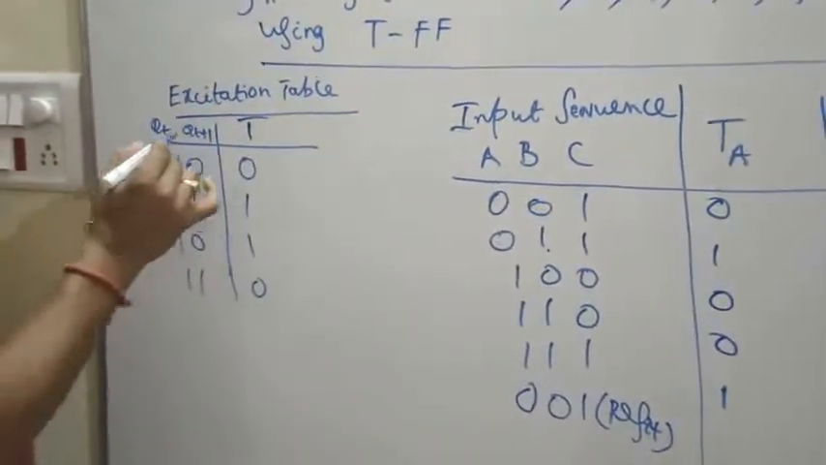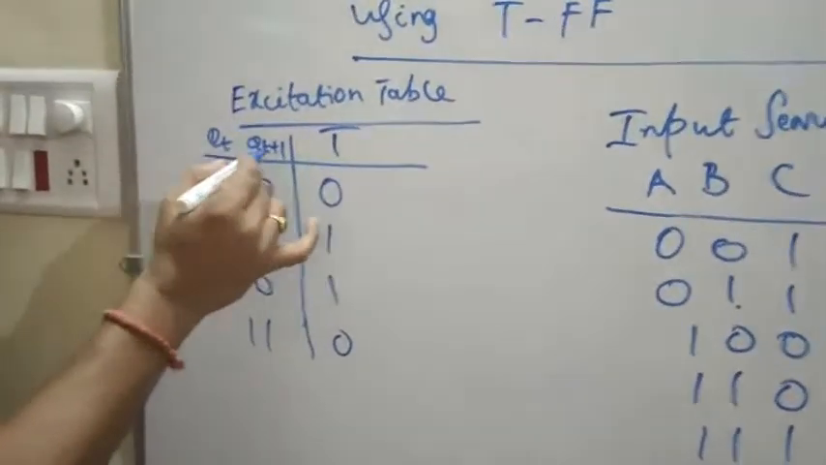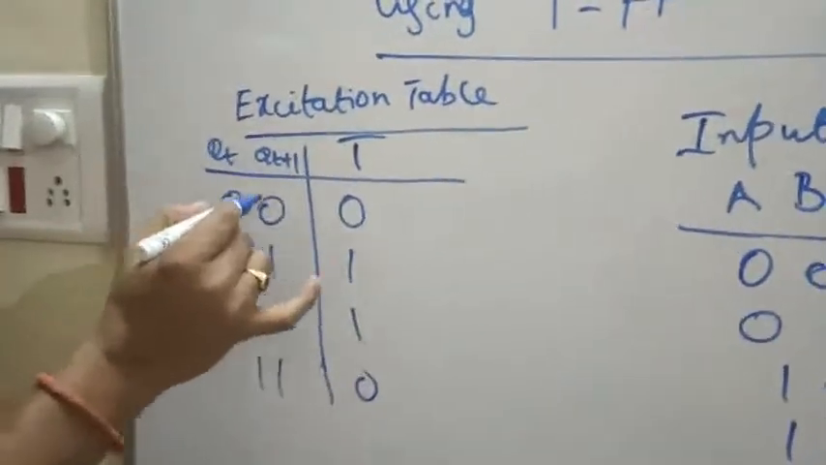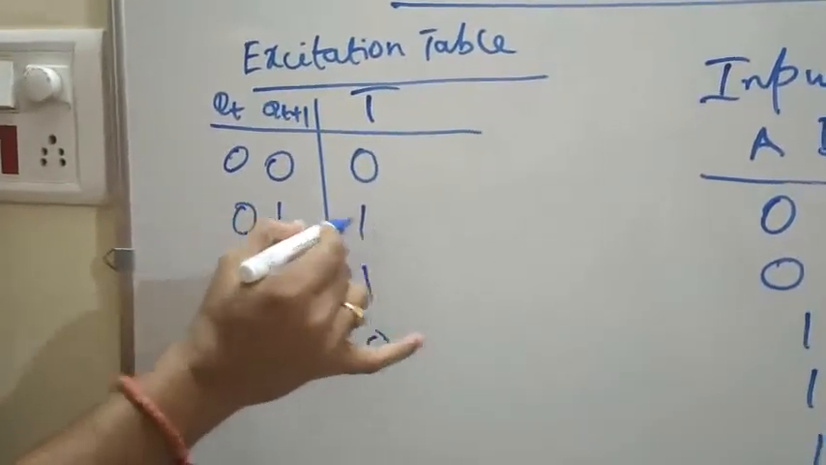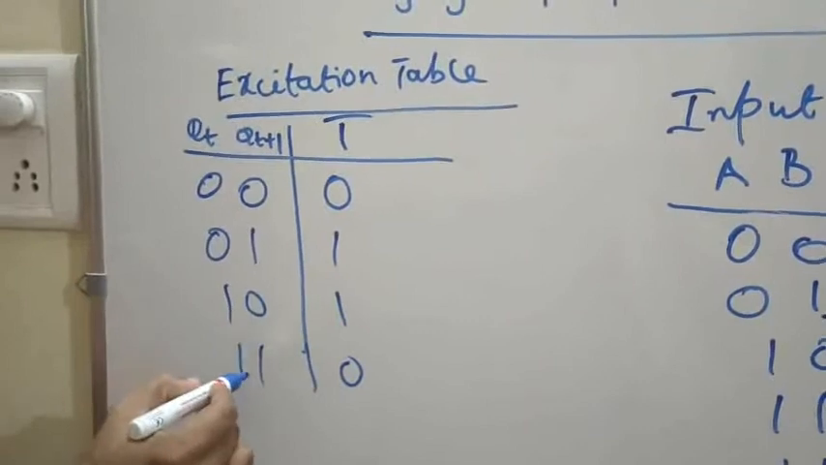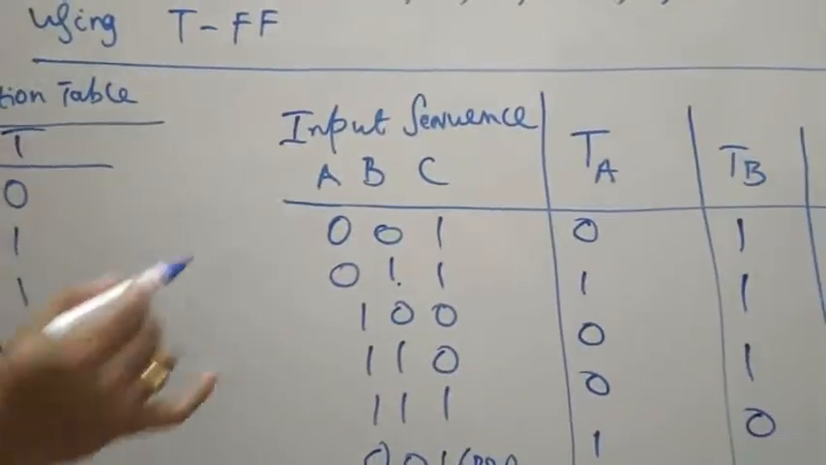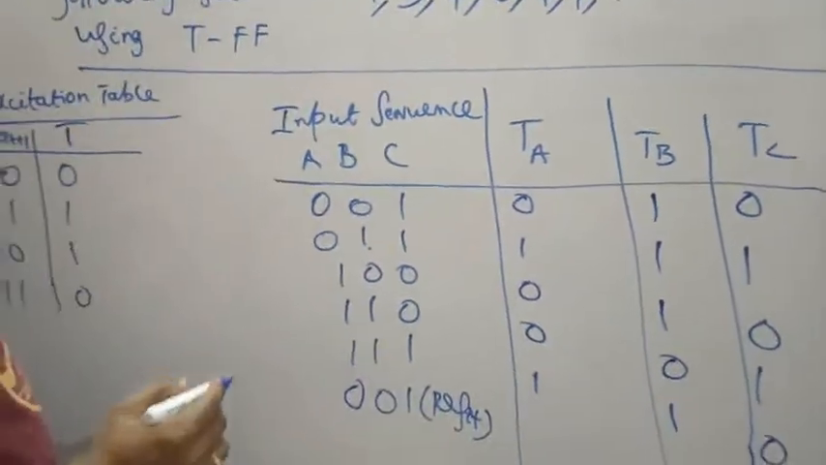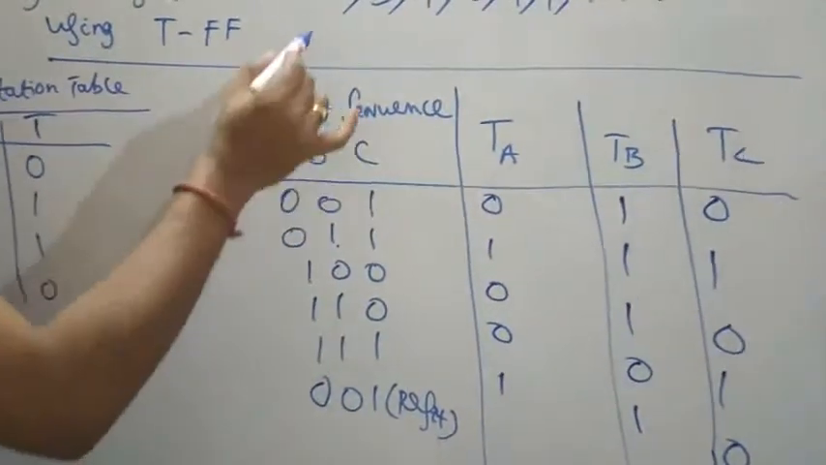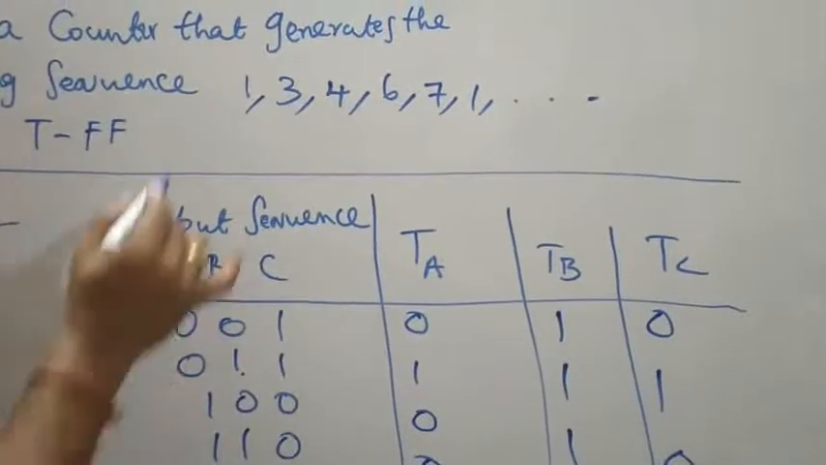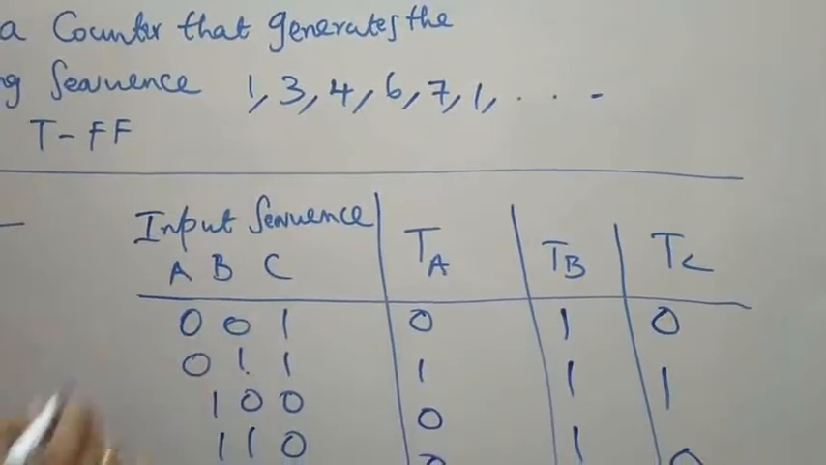The excitation table for the T flip-flop has Q(t) Q(t+1) and T: 0 0 gives 0, 0 1 gives 1, 1 0 gives 1, 1 1 gives 0. Using this excitation table only, we are going to construct the input sequence table. We know the sequence. What is the first state? 1, that is 0 0 1.